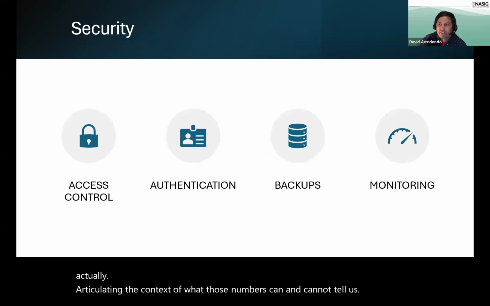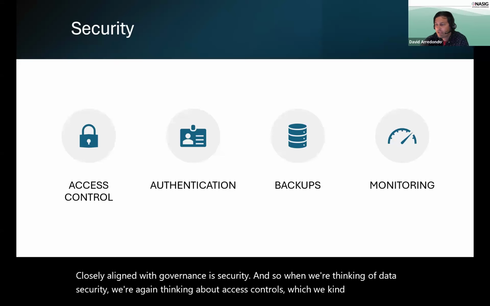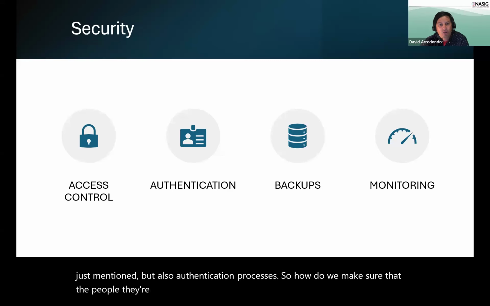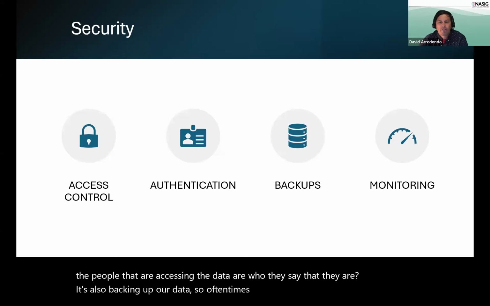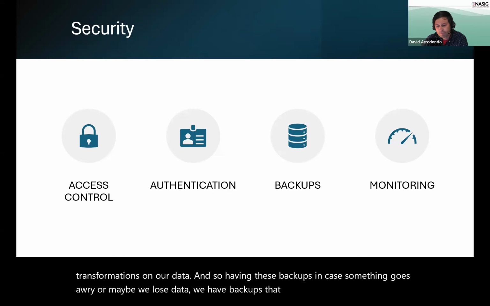Closely aligned with governance is security. And so when we're thinking of data security, we're again thinking about access controls, which I kind of just mentioned, but also authentication processes. So how do we make sure that the people that are accessing the data are who they say that they are? It's also backing up our data. So oftentimes we perform a lot of complex transformations on our data. And so having these backups in case something goes awry, or maybe we lose data, we have backups that we can return to.